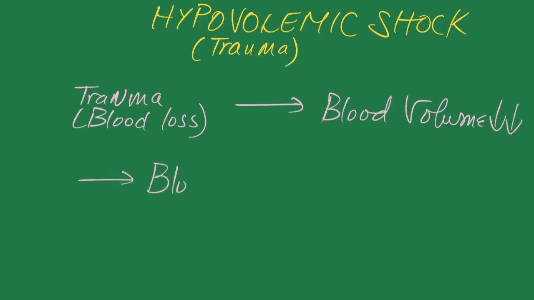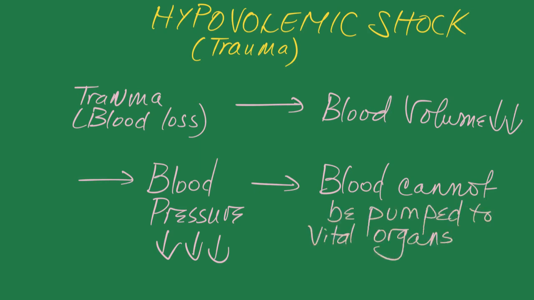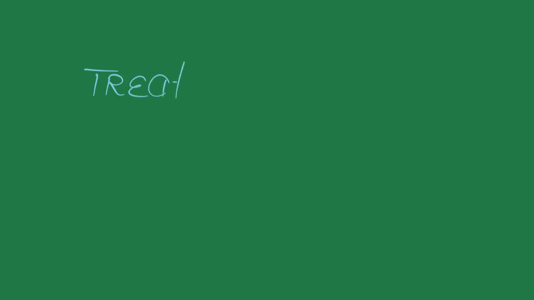So when blood volume goes down, blood pressure goes down as well. Blood pressure goes down greatly. And now there is not enough pressure to pump blood to the vital organs. And this results in death. The treatment for hypovolemic shock is blood transfusion. Blood has been lost, so blood must be replenished.